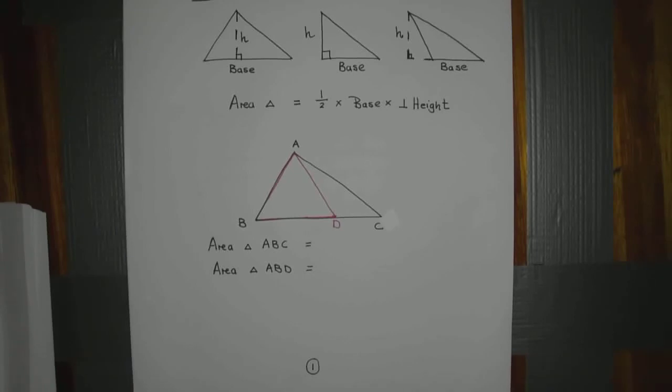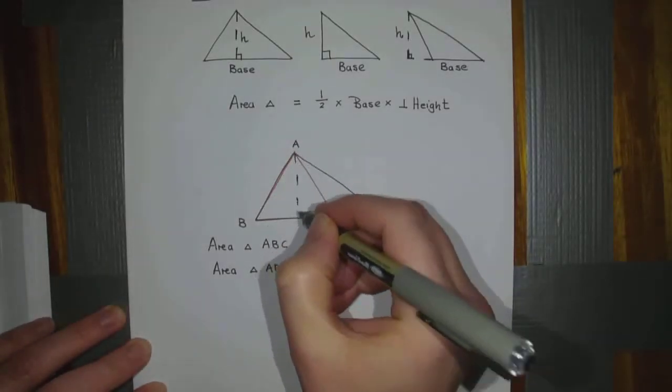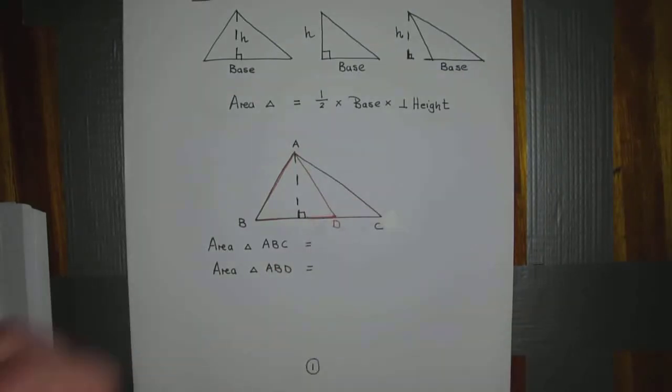They're the same. They're equal. They have the same height. Because if I drop a line down here at 90 degrees, then that line comes from vertex A, down 90 degrees to both of the bases. They have different bases. That I can completely confirm.